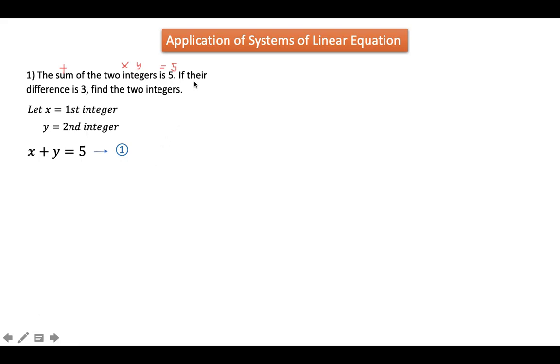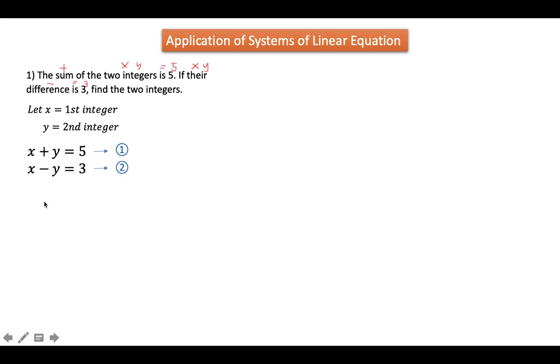For our equation 2, their difference is 3. The word "their" refers to the same integers, which are represented by the x and y variables. Then this difference is translated as minus. The word "is" is translated as equals, then the number 3. And we already have our second equation, and that is x minus y equals 3.